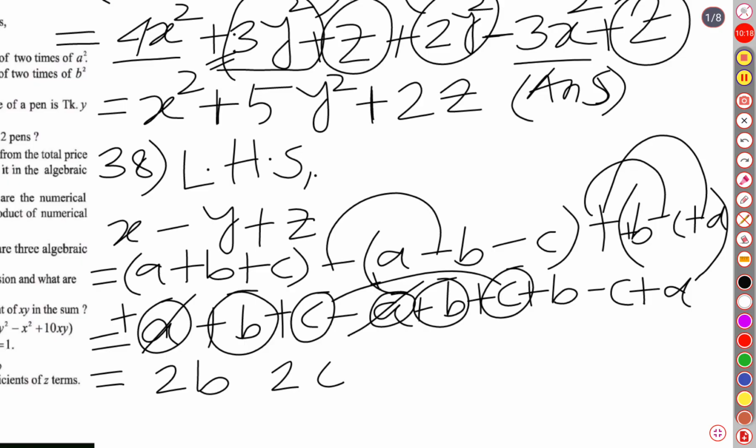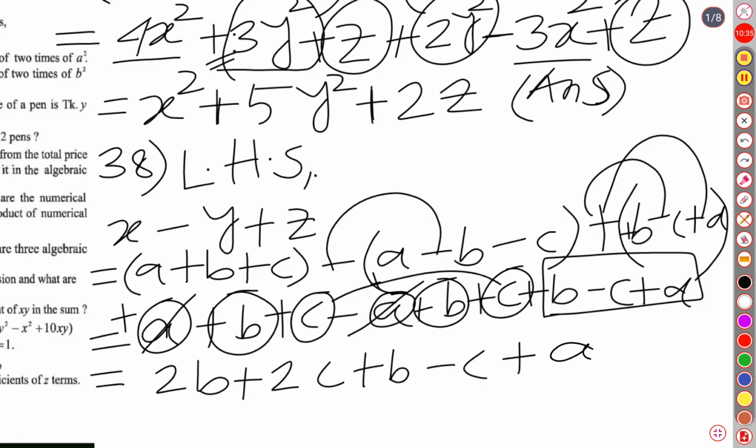So between this C and that C, anyone may be greater. So plus symbol can be there. Then what are remaining? We didn't even touch these three quantities, so they will remain unchanged. Plus B minus C plus A. Let's move on to the next step.